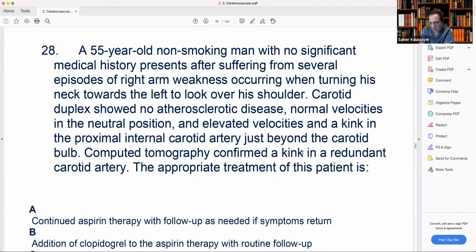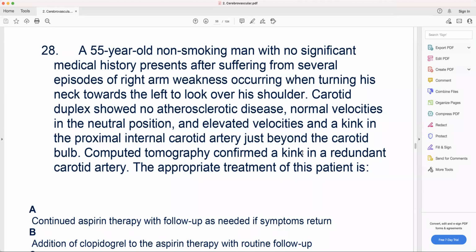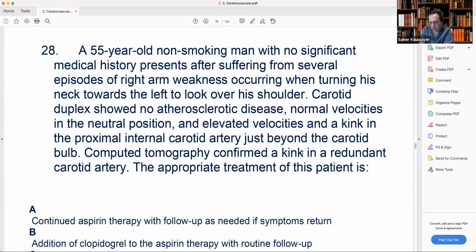You know how we fix the kink? With a revision technique, not endarterectomy. You can cut it. I mean, it's long, right? So you have to cut part of it to shorten it, and then do the anastomosis. This is the way we fix it.